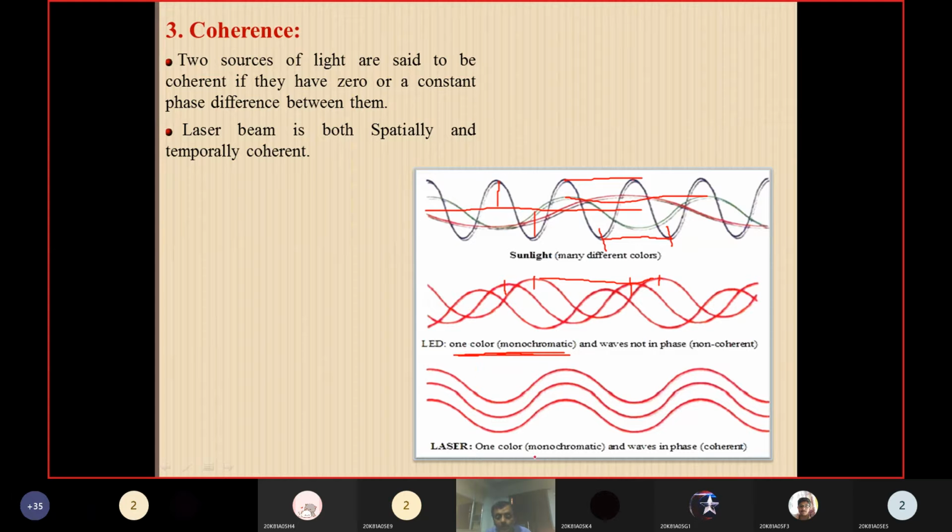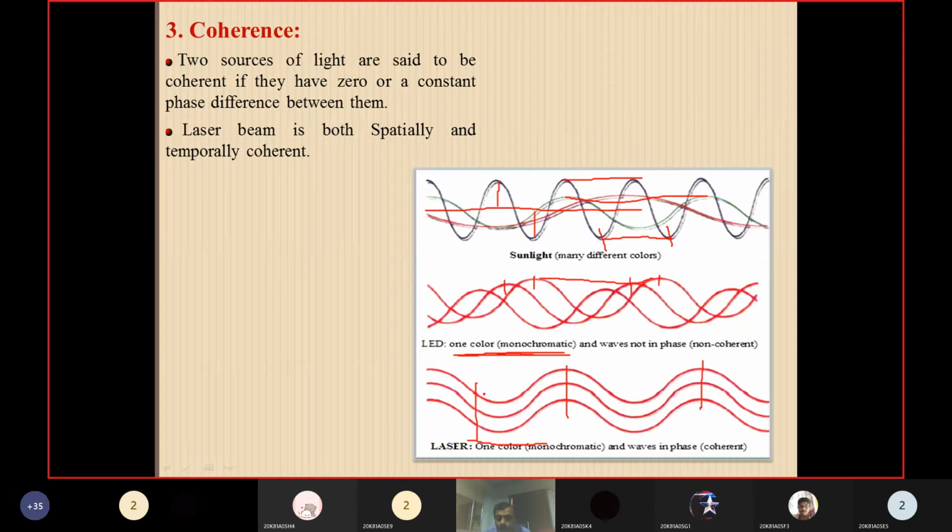Now coming to the laser light. See here, the wavelength of all laser light is the same, that's why they are monochromatic. As well as the phase difference: if you take this point, how much angle it will be is the same. This wave also has the same phase, and this one also has the same phase.